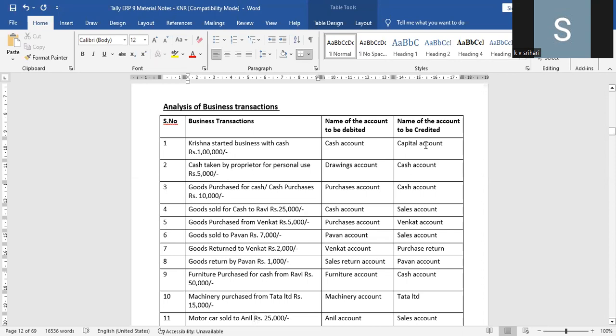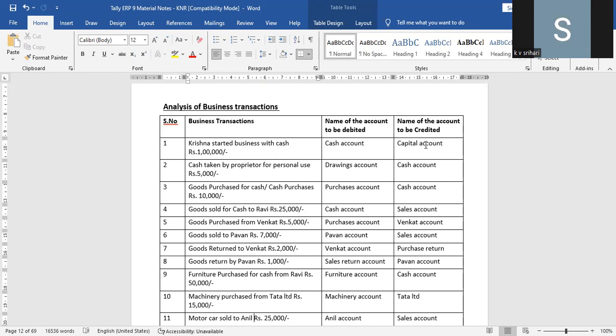You are just identifying. If you know this identification, Tally is very easy. In Tally you just pass the journal entry only. The system creates all the remaining reports: ledger accounts, day books, trading account, profit and loss account, balance sheet, cash flow statement, fund flow statement, purchase register, sales register, trial balances. These are all the reports available. The system does all the things, but you must properly pass the journal entries.